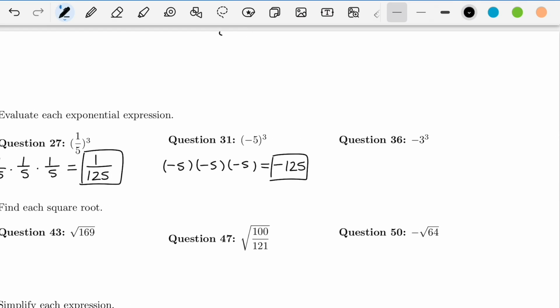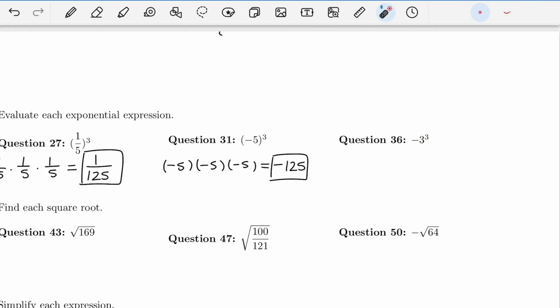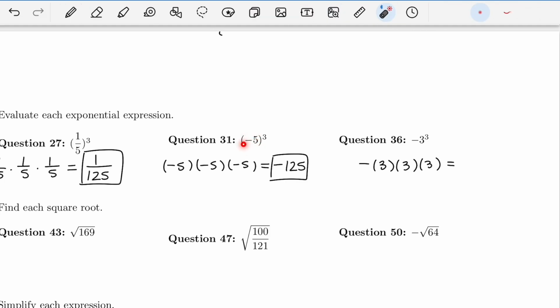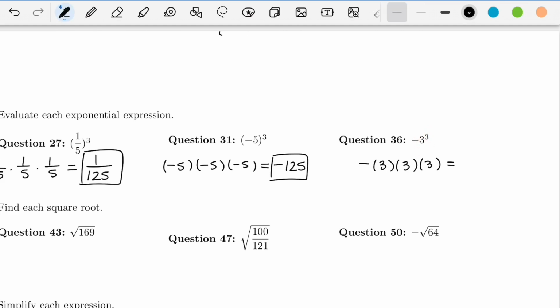Next, for question 36 here, we have a negative 3 cubed. Now in this case, notice we don't have any parentheses like we did on the last one. So in this case, this negative sign is not going to come with us when we're cubing this 3. This negative sign is going to stay on the outside, and what we're cubing is just 3. In the last example, we were cubing the negative 5. Here, we're just cubing the 3 since there's no parenthesis. So this negative is going to stay on the outside, and we know that 3 times 3 is going to be 9. If we multiply that by another 3, that'll be 27. So our final answer will be minus 27.